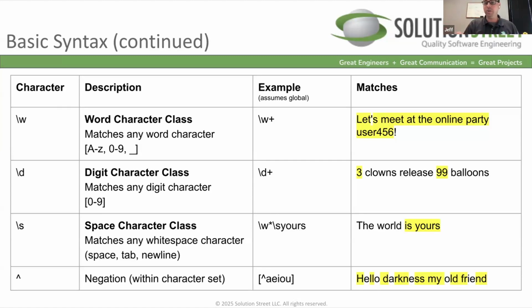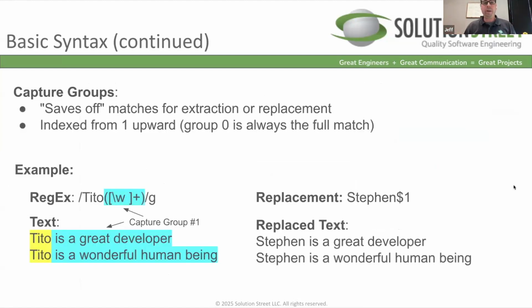By negating all those vowels, I'll match on every consonant. So we build up all these different characters we can use, and we can make some pretty complex and interesting strings. So let's talk about something called capture groups.